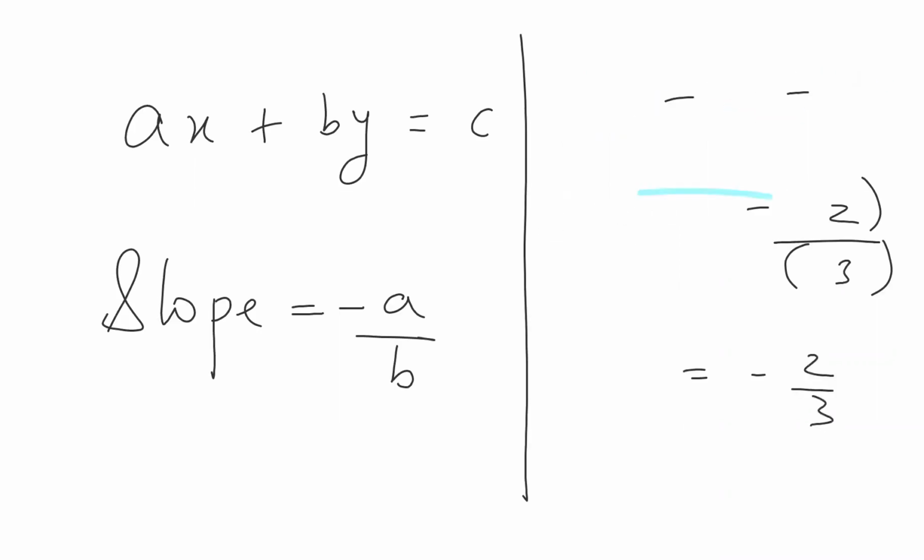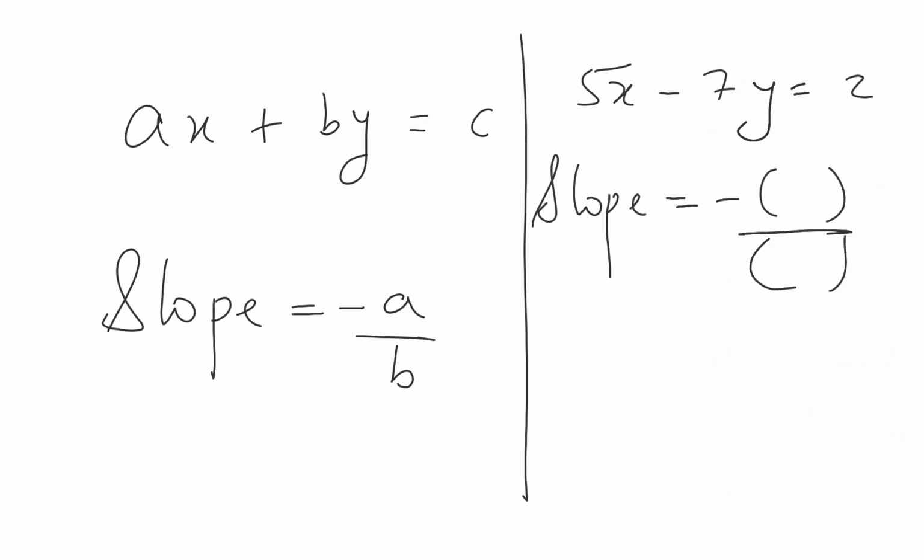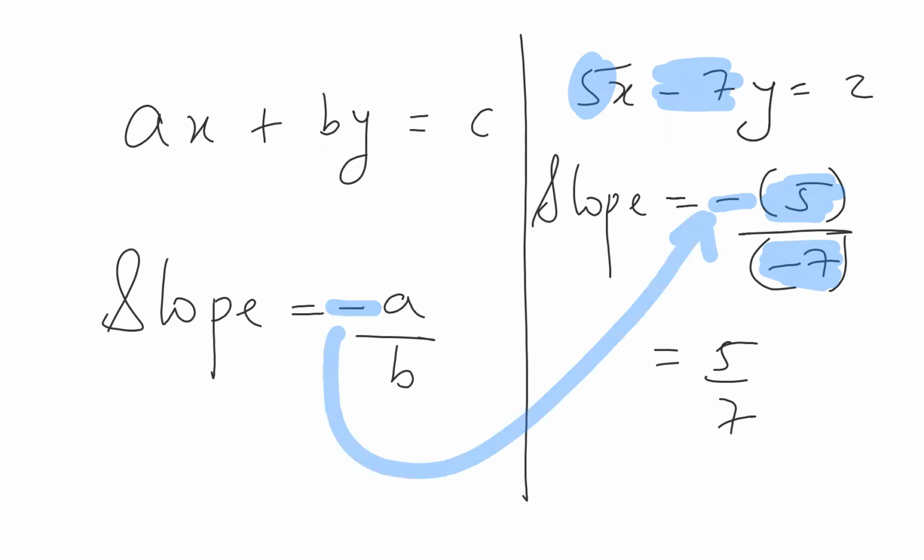Let's take some other line and find out the slope. 5x minus 7y is equal to 2. So the slope of this line will be minus bracket upon bracket. So we'll write 5 over here and we'll write minus 7 over here. Okay. So the slope of this line will be 5 upon 7. Coefficient of x is 5 and the coefficient of y is minus 7. This minus sign outside is the minus sign from the formula. Okay. It has nothing to do with the coefficients of x and y.